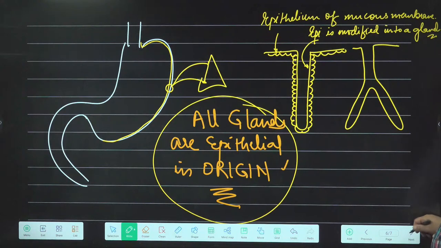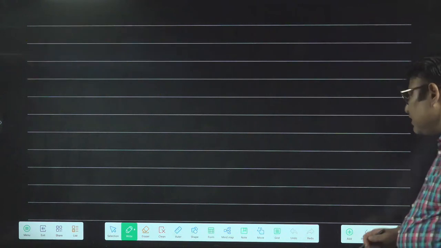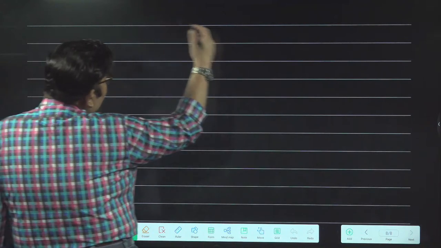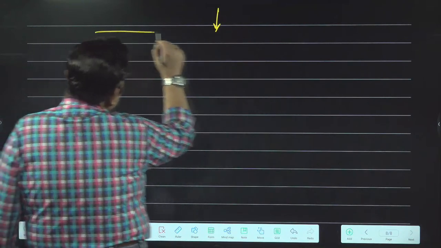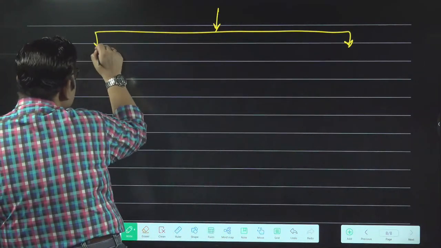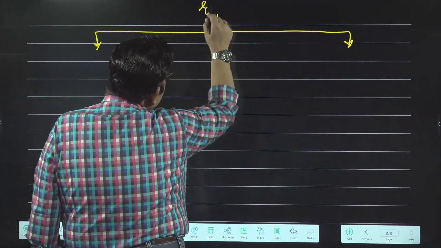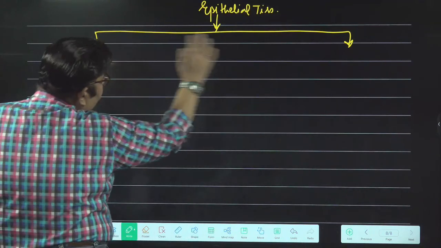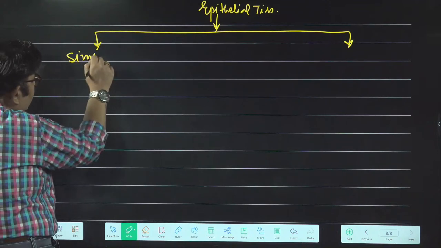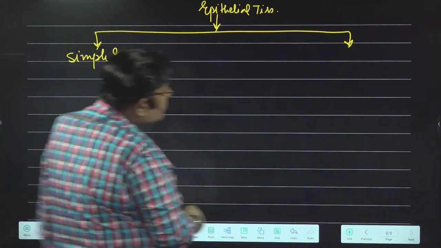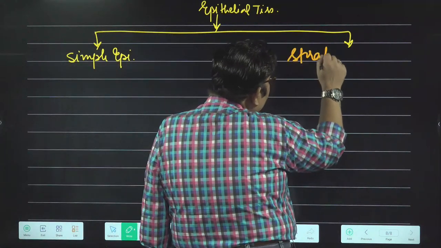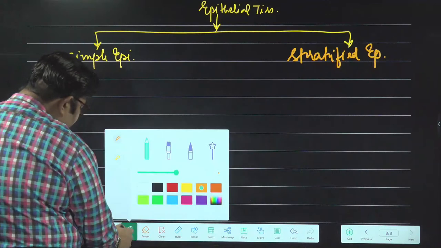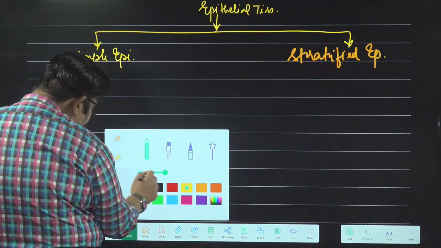Now, further, the epithelial tissue is classified on the basis of the shape of the cell. So I am now putting here, the epithelial tissue can be classified into two categories: a simple epithelium, or a stratified epithelium. Simple epithelium and stratified epithelium.